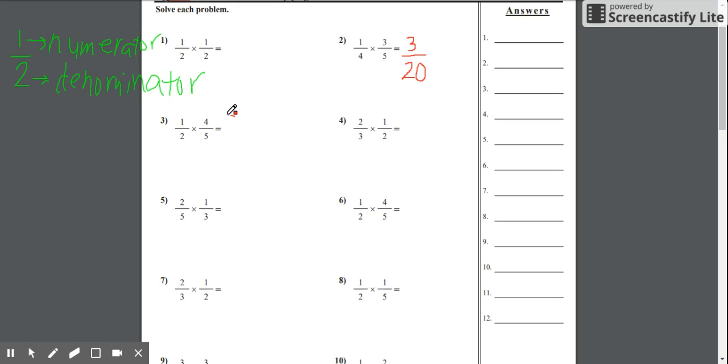So we'll go ahead and do number 3 and see if we're able to reduce that one to the lowest terms. If we multiply the numerator times the numerator, that would be 1 times 4, and that's 4. And then 2 times 5, that is 10. Now, this answer is 4/10. 4 and 10 are both even numbers. And since they're both even numbers, I know all even numbers can be divided by 2. But I'll go ahead and write down the factors of 4 and 10, and we'll see if there's a number that shows up in both of those lists that I can divide 4 and 10 by.